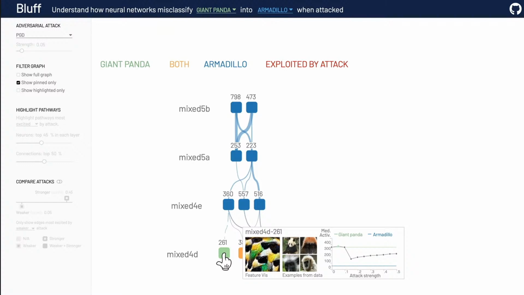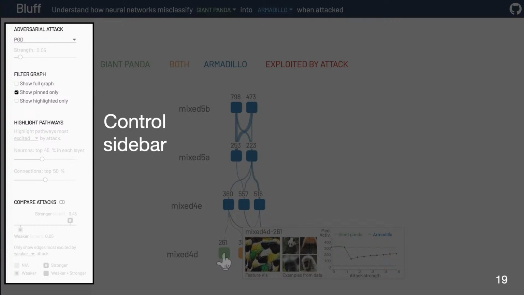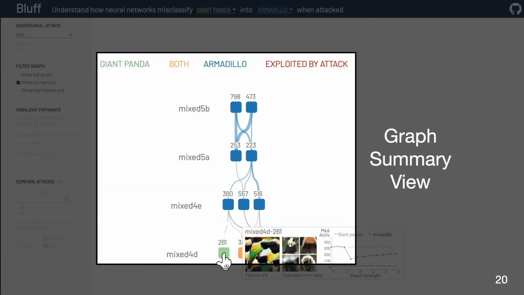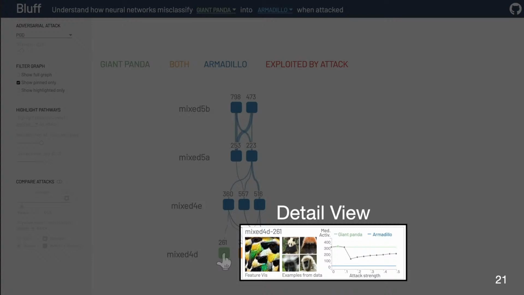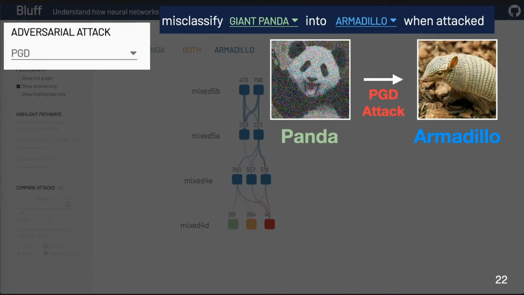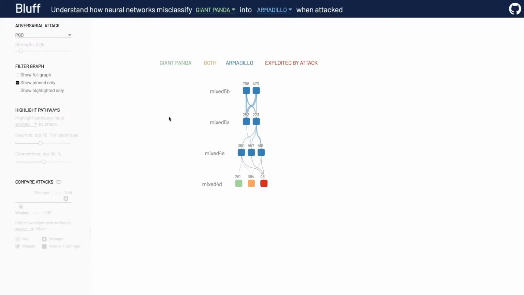The Bluff interface tightly integrates three coordinated views. It consists of a control sidebar, graph summary view, and detail view. Here, a user inspects why a deep learning model misclassifies adversarial giant panda images crafted by the projected gradient descent attack as armadillo. In the main graph summary view, we visualize the activation pathways of benign and attacked input data.